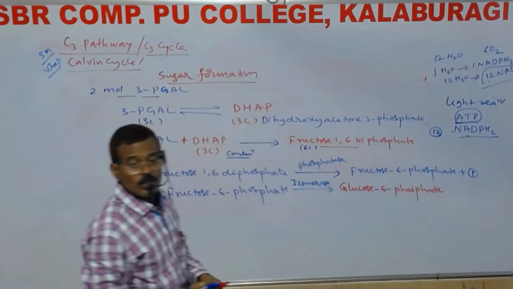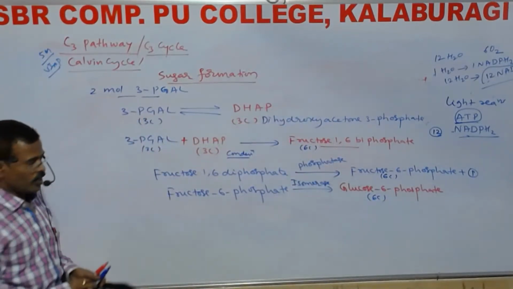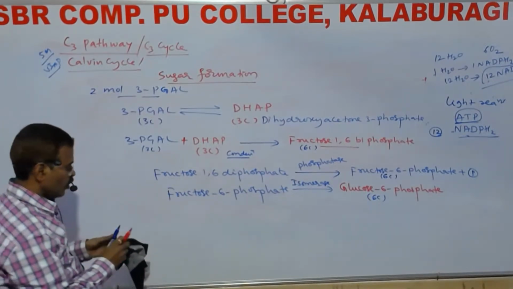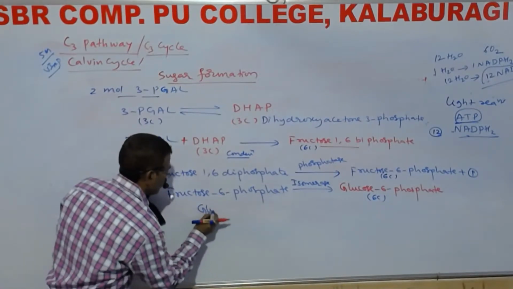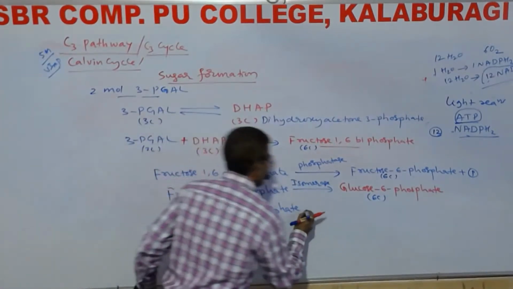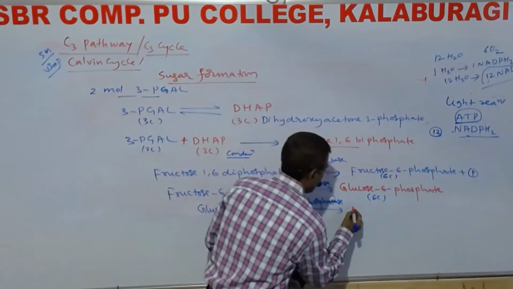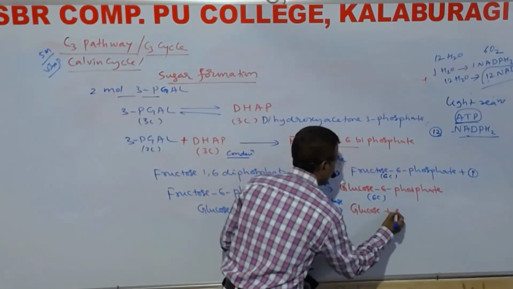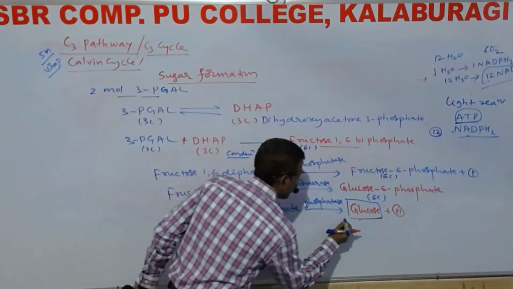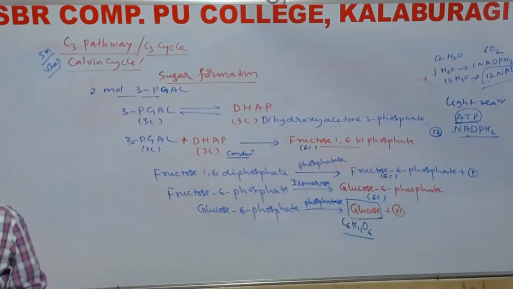Glucose 6-phosphate. So these are all 6-carbon compounds. This glucose 6-phosphate finally undergoes dephosphorylation by the phosphatase enzyme. Now it will become glucose plus phosphate, or inorganic phosphate, whatever you like. So this is the product of photosynthesis.